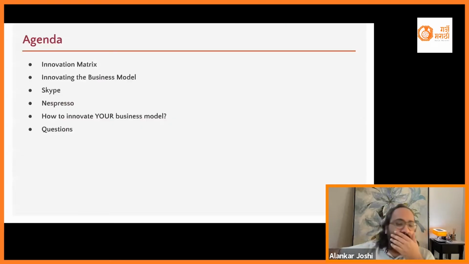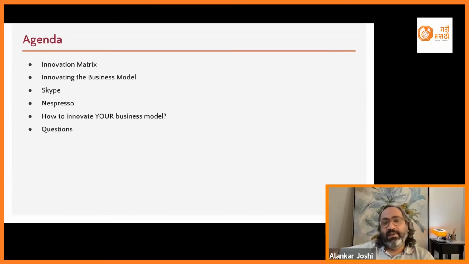So what we're going to do is look at a quick recap of the business model canvas first, but looking at it slightly differently from what we've seen before, right? To make it more amenable to looking at the innovation aspects, right? And then we look at two examples, Skype and Nespresso.